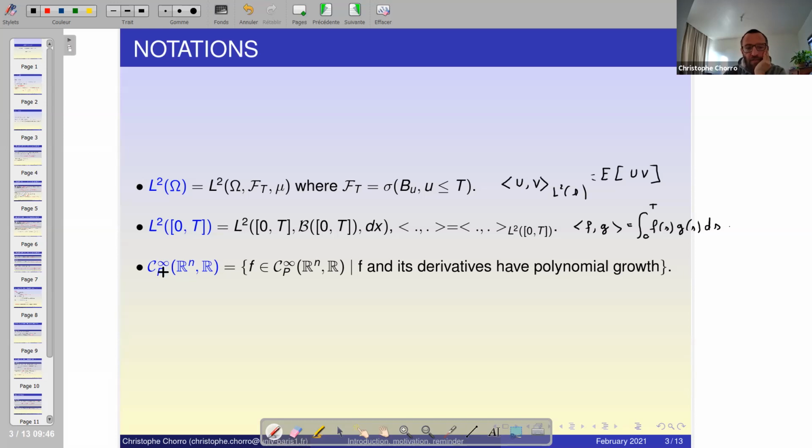C infinity P of R^n into R, what is this? It's the set of mappings of class C infinity from R to the power n into R, so that I have partial derivatives at any order, and these derivatives are continuous. The P means polynomial growth. So I want that f and its derivatives have polynomial growth.